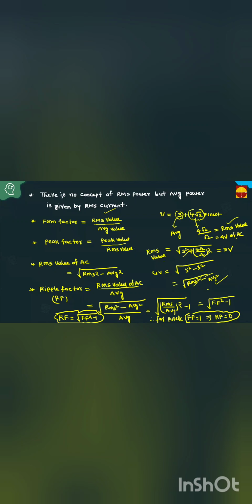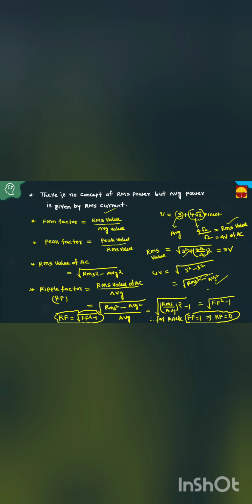What do you mean by ripples? If any DC component consists of AC component, those are treated as ripples. Form factor 1 means pure DC. Pure DC means there are no ripples. That is the significance of the form factor and ripple factor, which decide the quality of the DC wave.